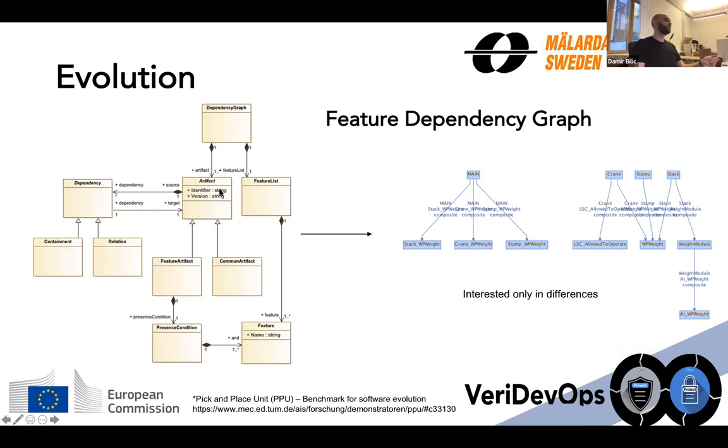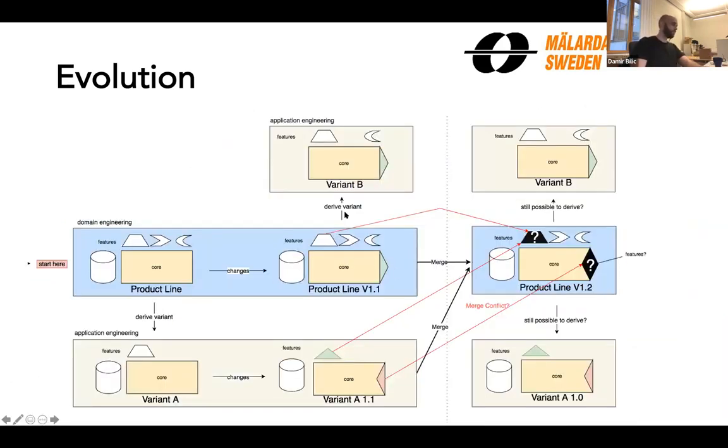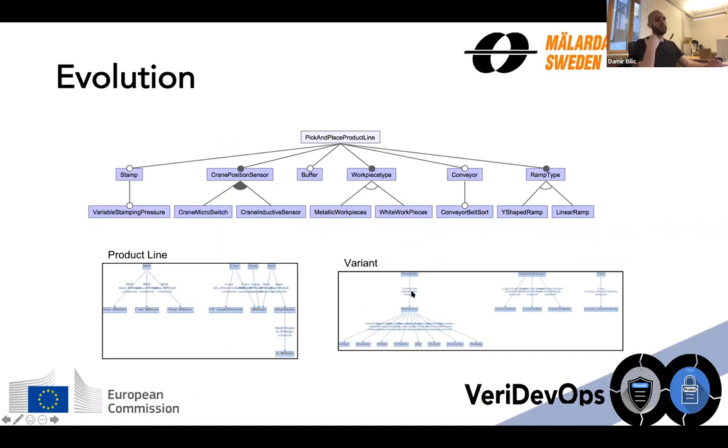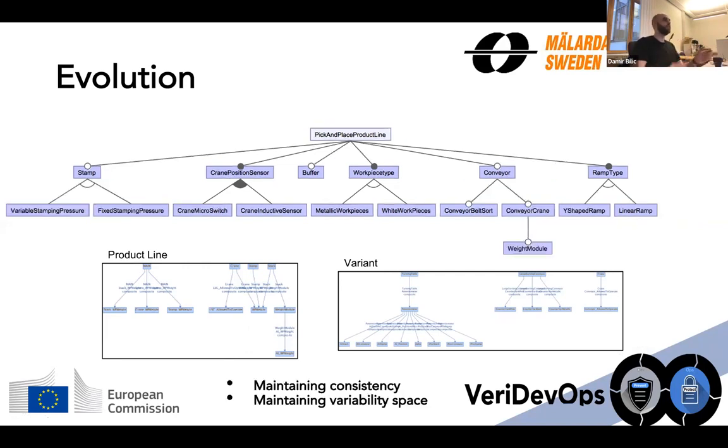But we still rely on either the name or an identifier for every artifact to match and compare and find the differences between the product line and the variant that has changed and has been disconnected from the product line. Once we have those, we can analyze the differences and see how we can combine these. Let's say you have changes in the product line and changes in the variant. Then we can assess how we can put them back together while maintaining consistency.